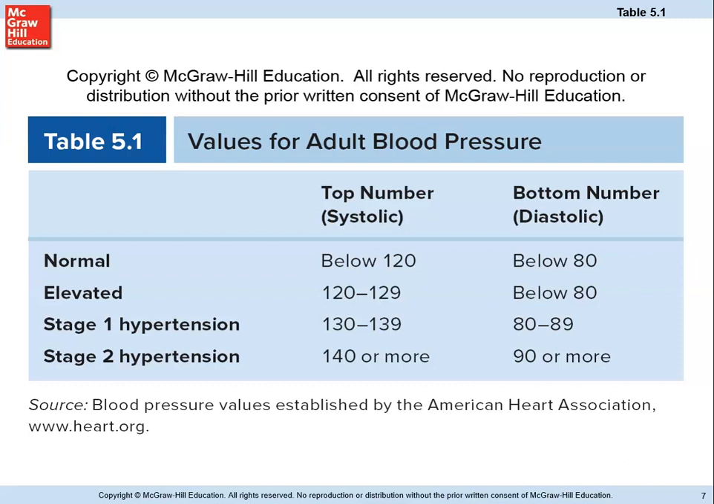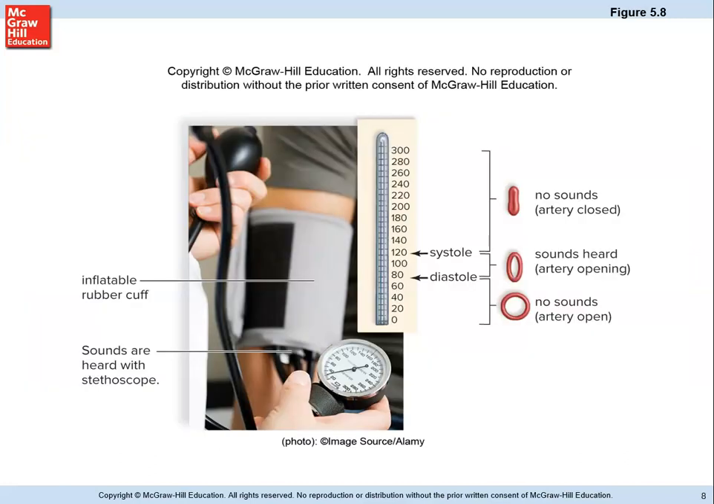So what is it really that we're measuring when we talk about these numbers? What we're measuring is the maximum pressure and the minimum pressure that occurs within any particular artery at any particular time. And for me personally, this particular graphic is very useful to understand what's happening.